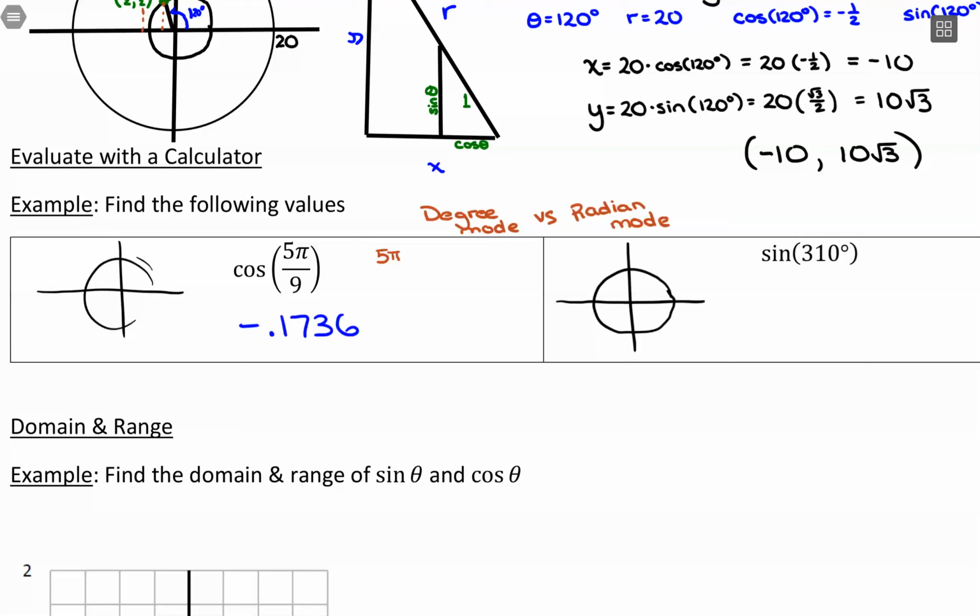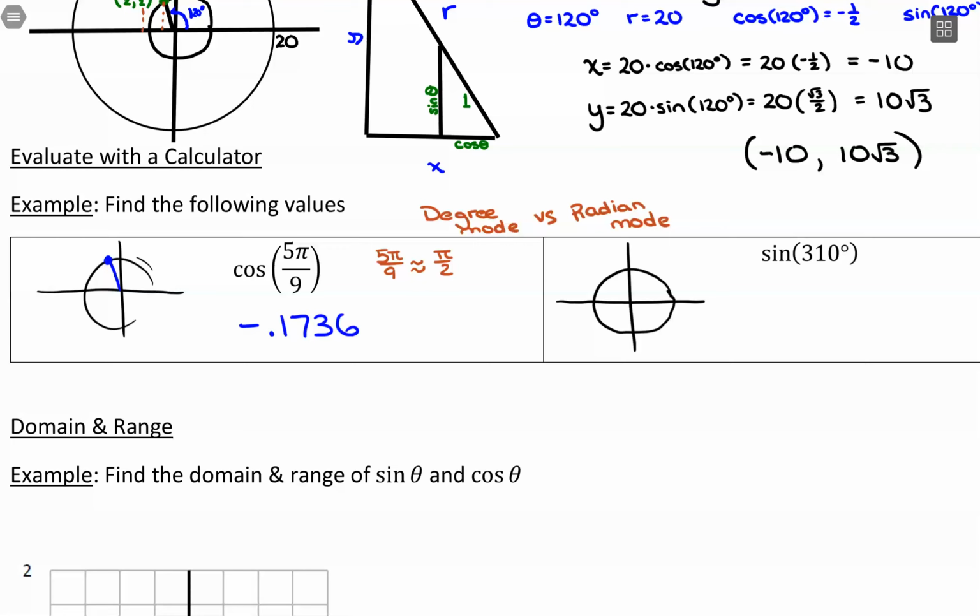So I'm going to make a note of this. 5 pi over 9 is pretty close to pi over 2, and it's just a little bit larger because it's like 0.56. So that makes me think we're landing there. And with that, I can see that would be a spot that would have a small negative x-coordinate. So that makes sense.